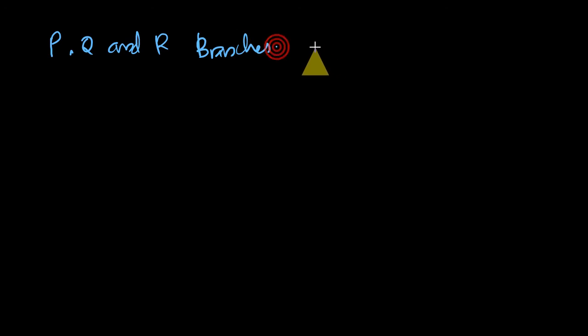Okay, in this class we are going to discuss in detail the P, Q and R branches of the rotational fine structure in the electronic spectra. In the last class we discussed in detail how the rotational transitions happen along with the electronic transition.